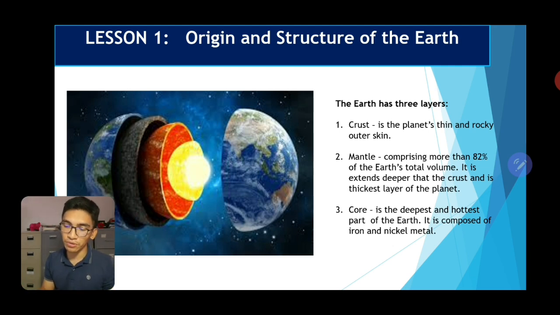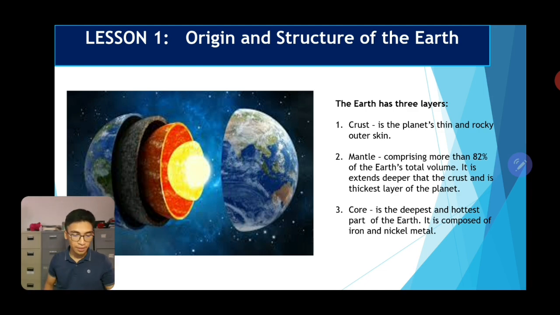If you have your books with you, I believe you already have your books. We're going to open it on page 2. If you haven't bought your books yet, you can buy from me. It's cheap. Joke.